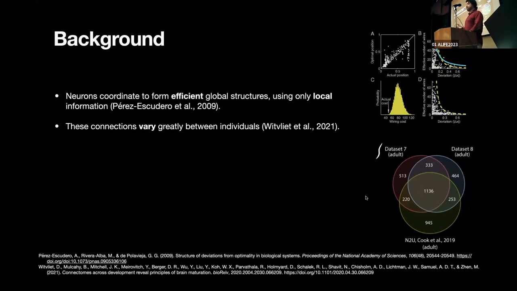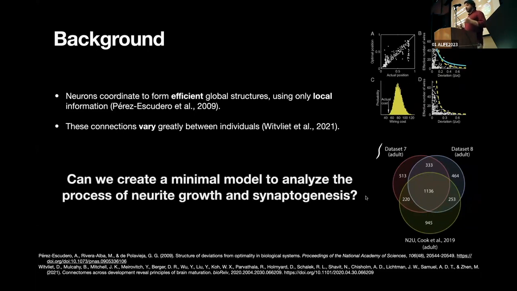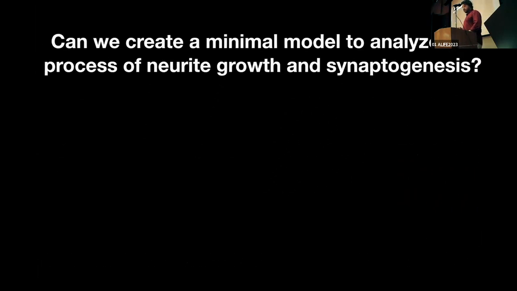So with all of this in mind, we were wondering if we could create a minimal model to analyze the process of neurite growth and synaptogenesis in C. elegans. So first of all, there are two different parts to this that we're going to go over. First, we're going to go over the data, then we'll go over a model before we get into the results.